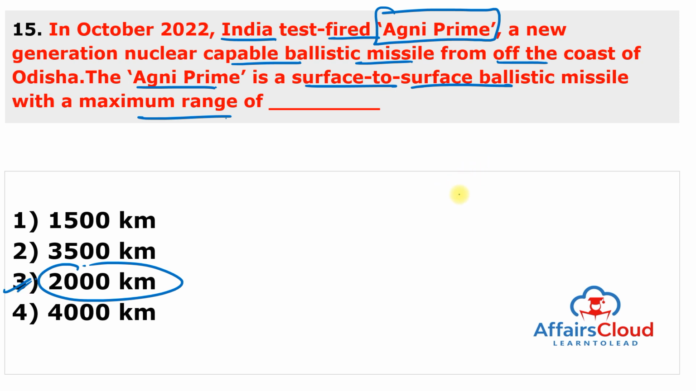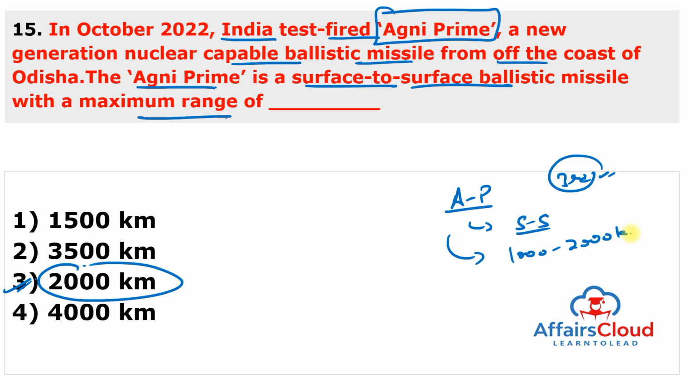So, India successfully test fired this Agni P or Agni Prime, which is a new generation nuclear capable ballistic missile from off the coast of Odisha. And this was Agni Prime's third consecutive and successful test. And the Agni Prime is a surface to surface ballistic missile with a range of 1000 to 2000 km. This is important, and it weighs around 50% less than the Agni 3 missile, and also has new guidance and propulsion system. And the nuclear capable missile has been designed and developed by the Defense Research and Development Organization.